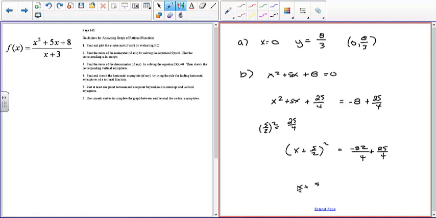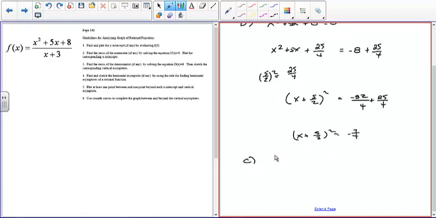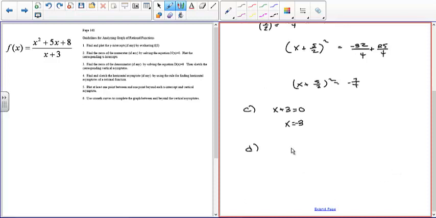So we get x plus 5 halves squared. This becomes negative 7 fourths. So we get a problem. There are no x-intercepts because you can't take the square root of a negative number. And so it's no big deal, just the way it is. And then vertical asymptote is where the denominator equals 0, so you get x equals negative 3. And then finally the slant asymptote.